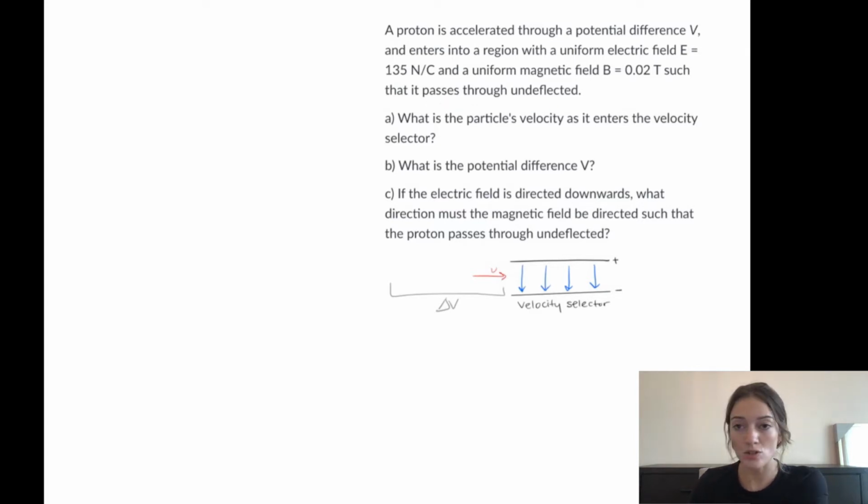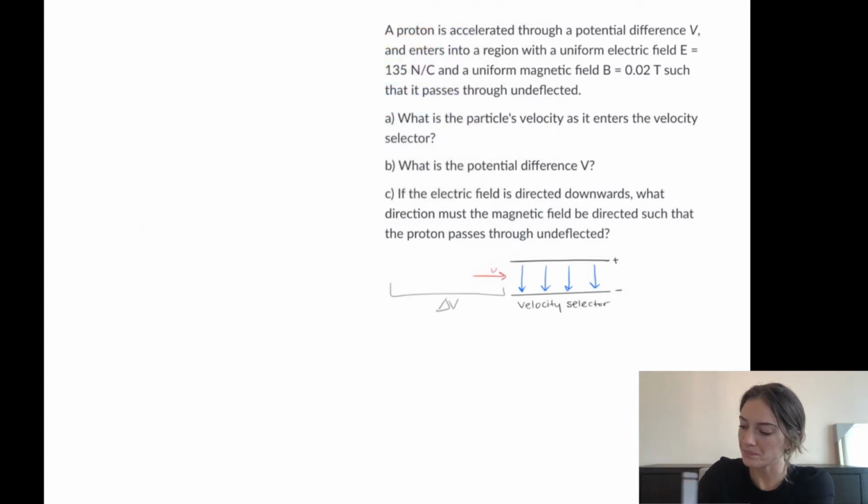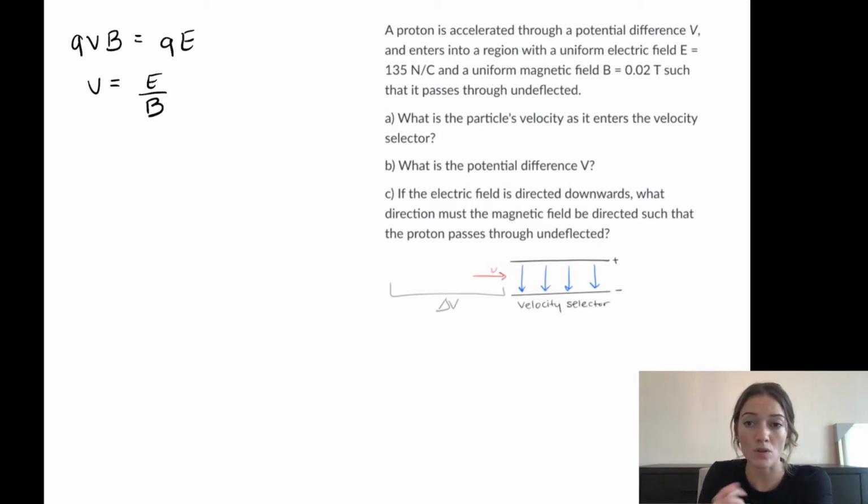So we're told that it passes through undeflected. So remember, for a velocity selector, the magnetic and electric forces perfectly cancel out. So we have QVB equal to QE in a velocity selector. You can see your Q's cancel, and if you solve for V, you just get V equal to the electric field magnitude over the magnetic field magnitude. So part A is easy enough. We just divide the electric field by the magnetic field.